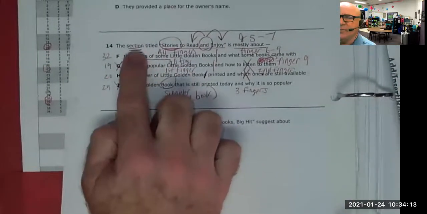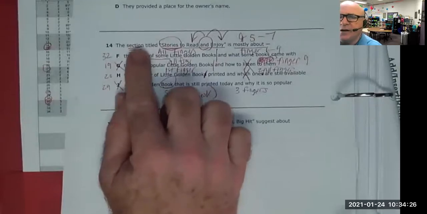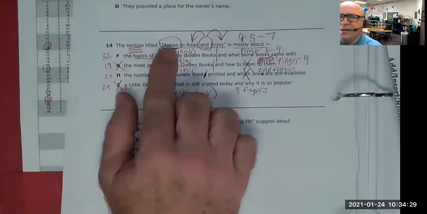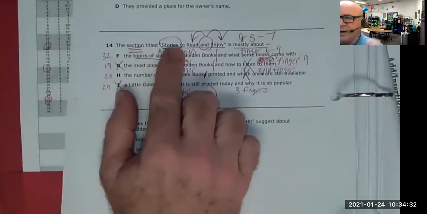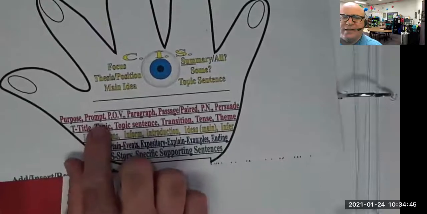This is 3rd grade, question number 14, and it says, the section titled Stories to Read and Understand and Enjoy is mostly about. So as soon as you see the word section, make sure you underline it, because it didn't say paragraph, it said section. And stories is plural. And what are you supposed to do with them? You're going to read them and enjoy them. And so that title alone, and as you saw here, we have everything in a passage ties together.